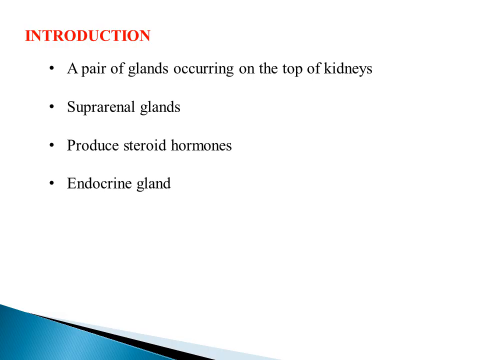Coming to the introduction, first of all we have to know what is adrenal gland. The adrenal glands are a pair of glands which are located at the top of the kidney, hence they are named the suprarenal gland. They produce some steroid hormones, and as they are endocrine glands, the secreted hormones are directly released into the bloodstream, through which they are taken to the target cells or target organs. These hormones play an essential role in maintaining homeostasis, managing stress, as well as regulating various physiological processes.